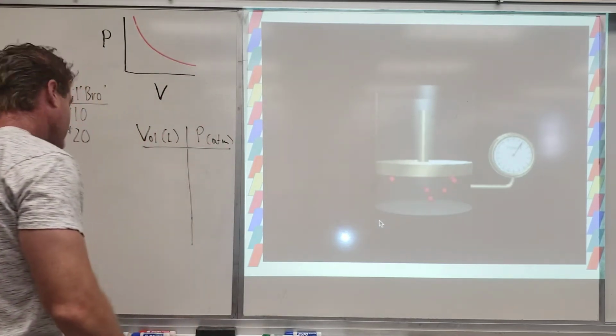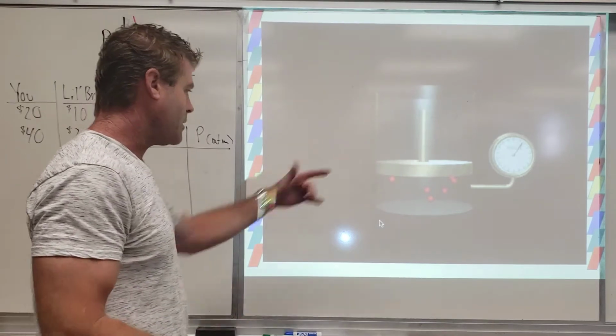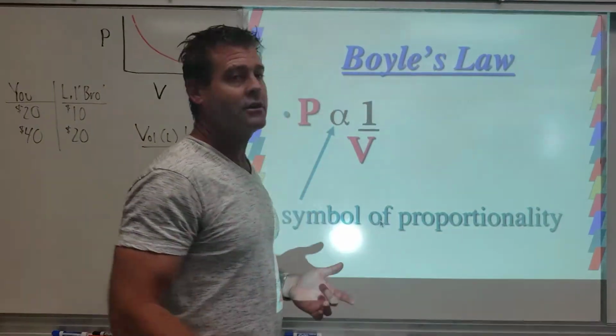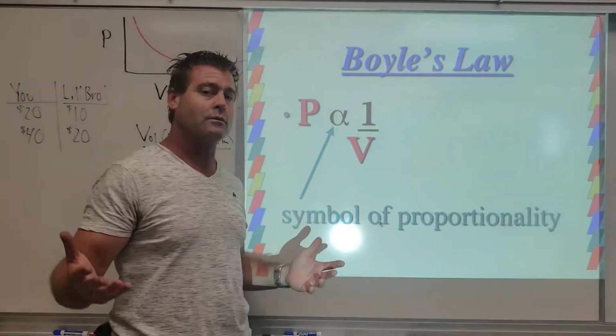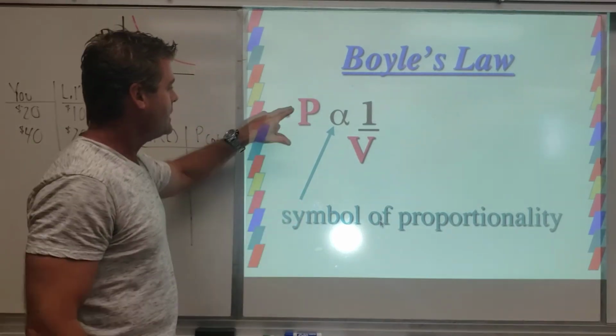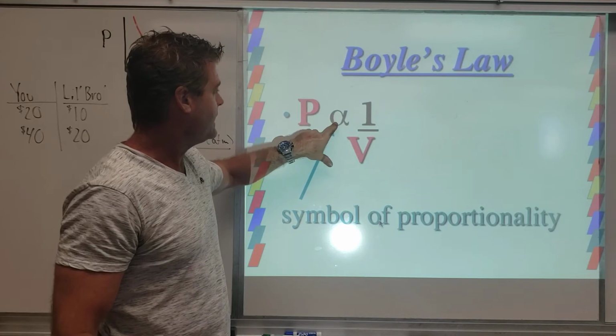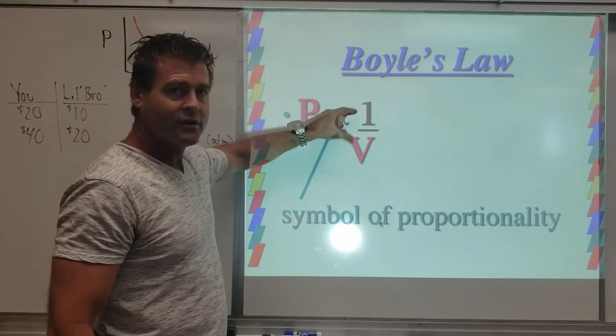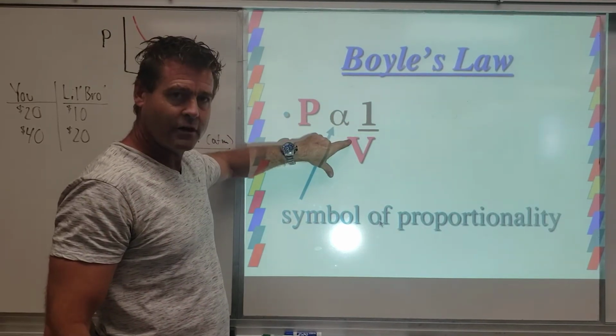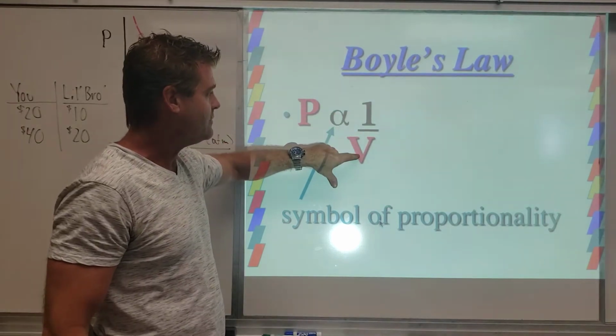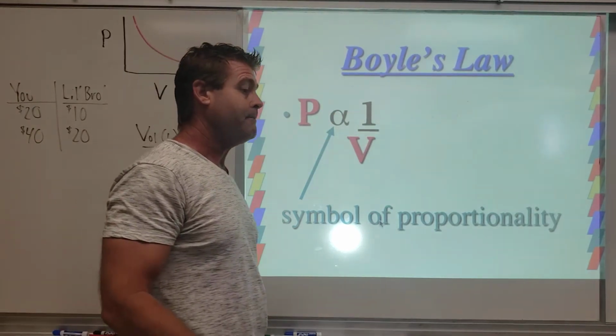Okay, now this is what Boyle said. He said pressure and volume are inversely proportional. This is how you could write it, a mathematical representation of that. Here's how you read it. Pressure is proportional, that's the symbol of proportionality, to the inverse of volume. You see how this is the inverse of volume, or the reciprocal of volume? It's 1 over V. That's how you would say it, okay?